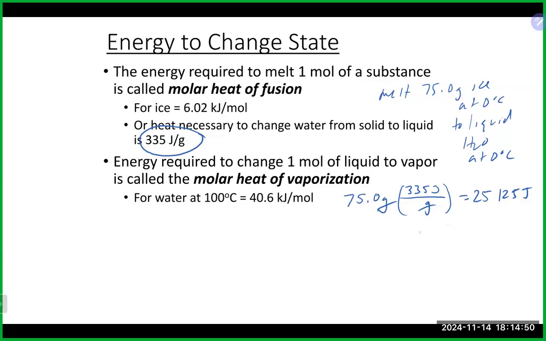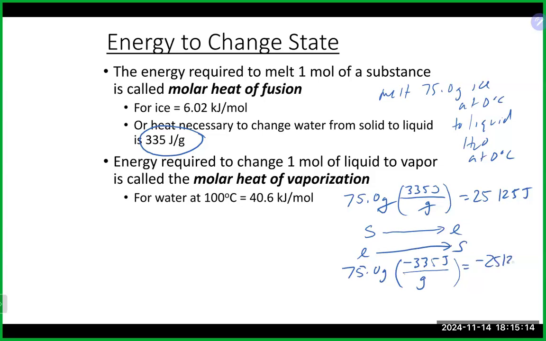Now, if I wanted to go backwards, not from solid to liquid, but from liquid back to solid, the calculation would be the exact same calculation. It would be 75 grams of my liquid water. But this is an exothermic process, so it'll be negative 335 joules per gram. And that will give me negative 25,125 joules. So it is the same amount of energy to go either way, just the sign is different to indicate whether it is an exothermic or an endothermic process happening.